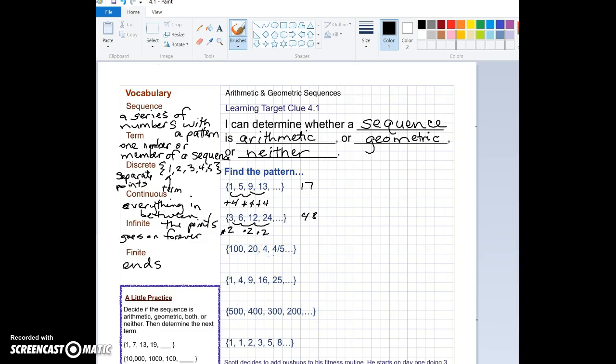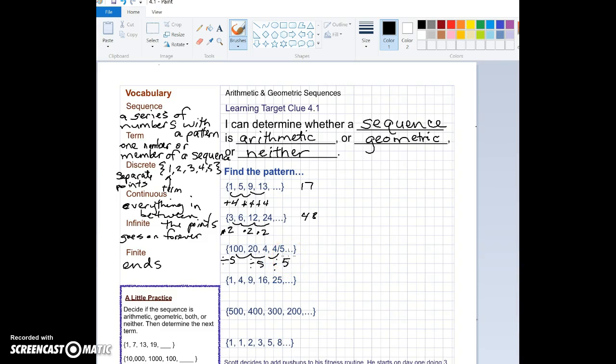What's my pattern? Do you see it? Well, I actually divided by 5, didn't I? So from 100 to 20, I divided by 5, and I divided 100 by 5, and I got 20. If I divide 20 by 5, I get 4, and if I divide 4 by 5, I get 4/5.